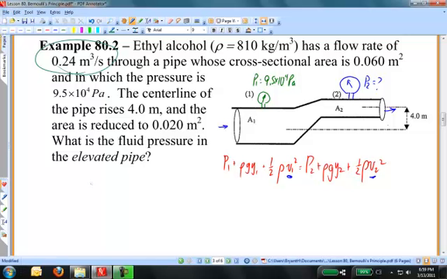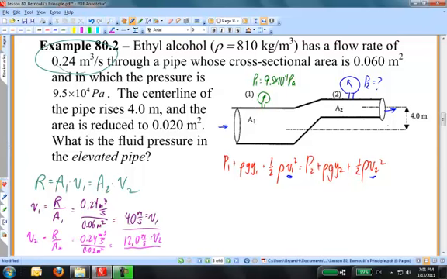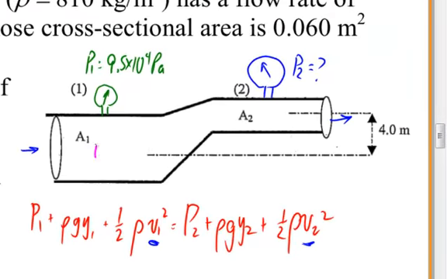And that flow rate is going to be the area of the pipe times the fluid speed in that section of the pipe. They tell us what the cross-sectional areas are, so we can figure out what the speeds are going to be in each of the sections of the pipe. I find that the fluid is moving at a speed of 4 meters per second in section 1 and 12 meters per second in section 2. Let's also notice that the elevation of the first section of the pipe, if we call y1 equal to 0, then y2 is going to be 4 meters.